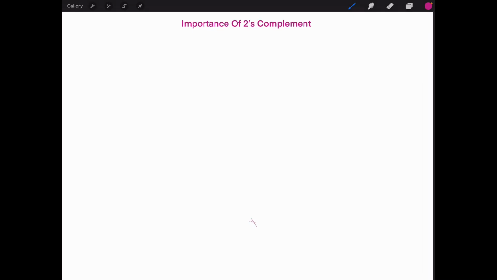In today's video, let's try to understand the importance of 2's complement, how it is useful for binary arithmetic, especially in the case of subtraction. In order to understand this, let's try to use a 3-bit binary numbering system.